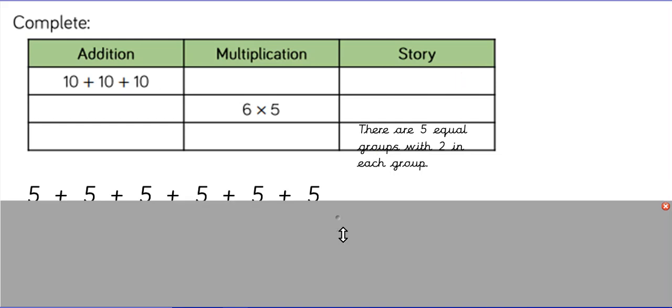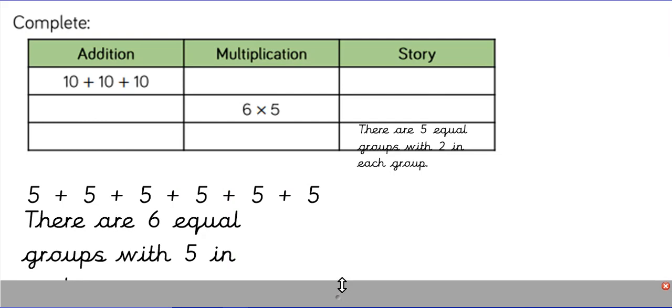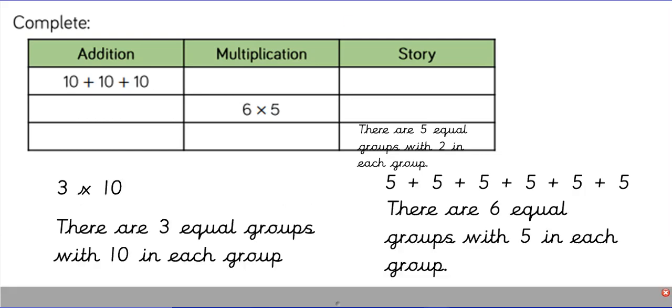Okay, let's have a look then, shall we? Okay, so for the first one you've got 10 add 10 add 10, so the multiplication would be 3 multiplied by 10 because there are 3 lots of 10 or 3 groups of 10. Okay, and your story would be there are 3 equal groups with 10 in each group.